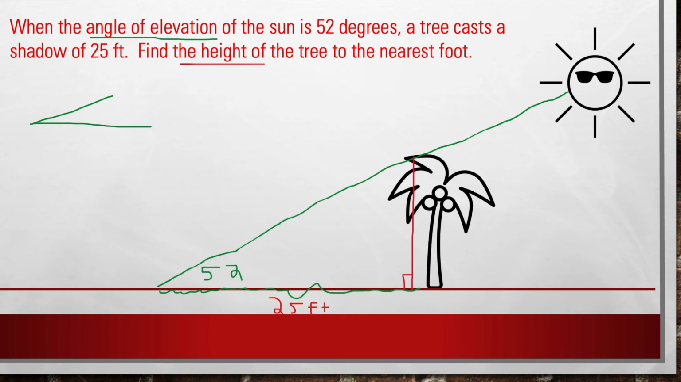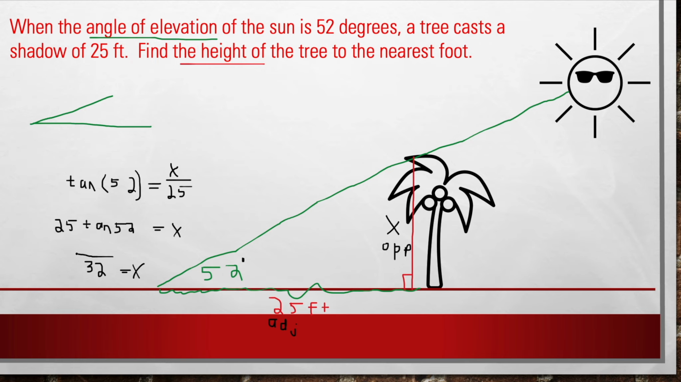So now, using what we learned at the beginning of trigonometry, we can use this angle and this length to figure out this height. In this case, the height is the opposite, and the shadow is going to be the adjacent. So we want to use tangent of 52 equals the opposite over the adjacent. So TOA. Tangent of 52 is equal to x over 25. And now you just solve for x. Multiply both sides by 25, and you get x equals 25 times tangent of 52. Once we type this into the calculator, we get x is 32.